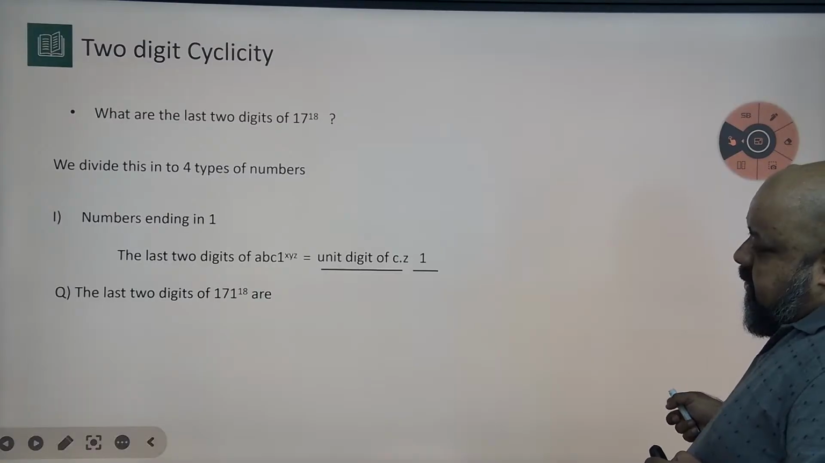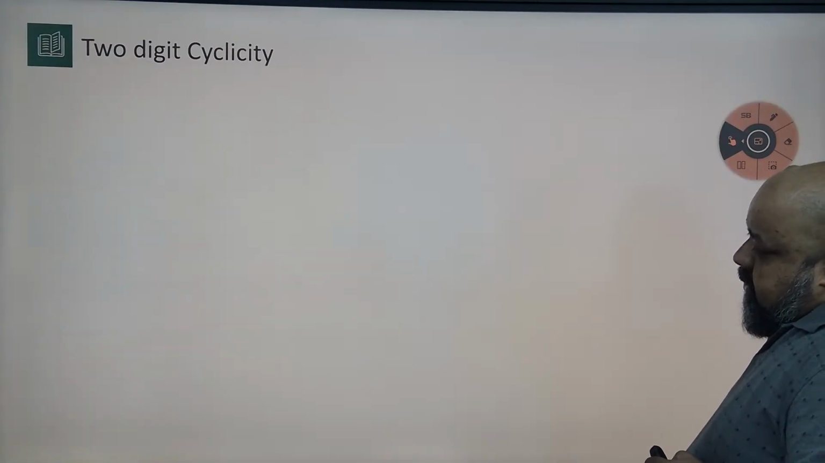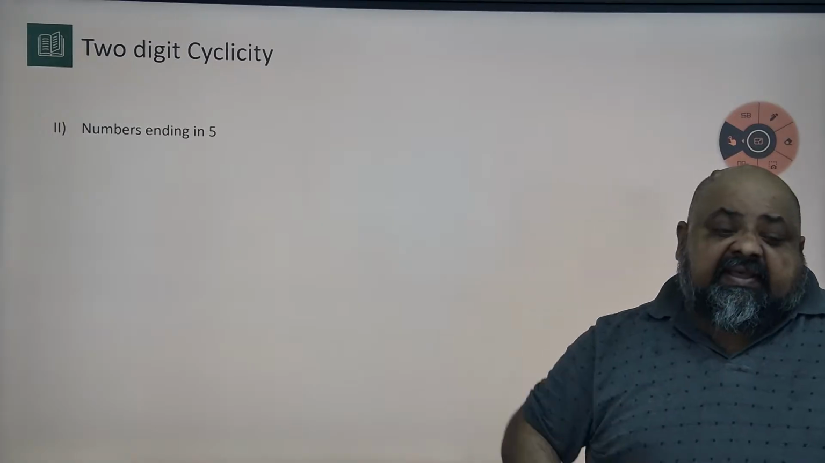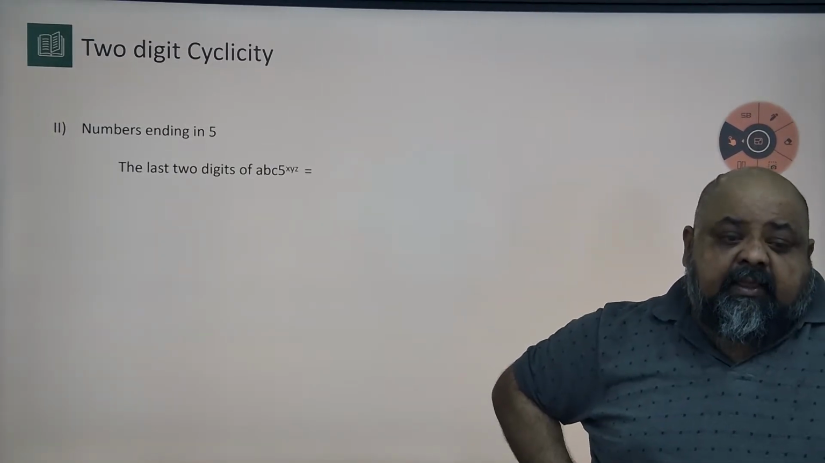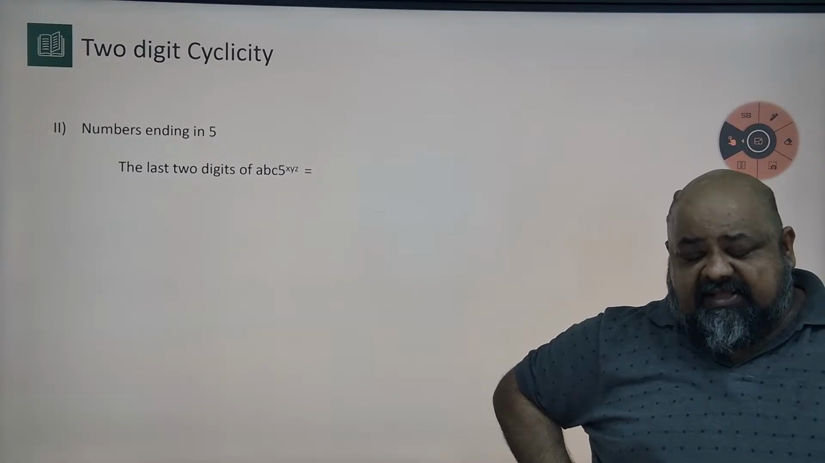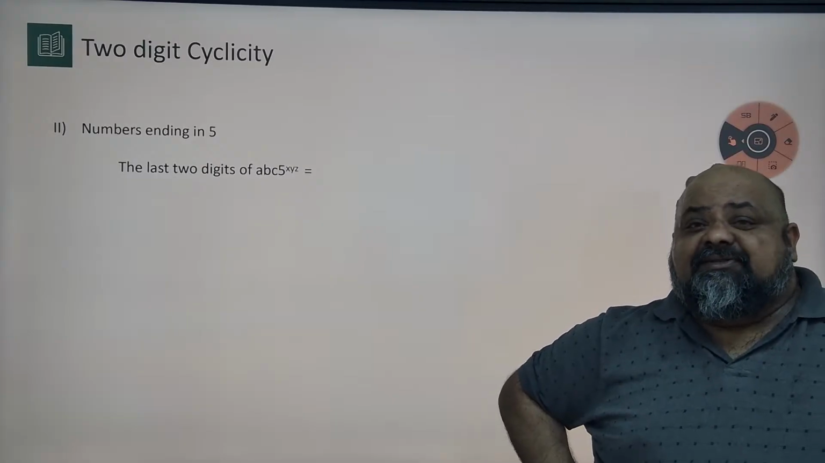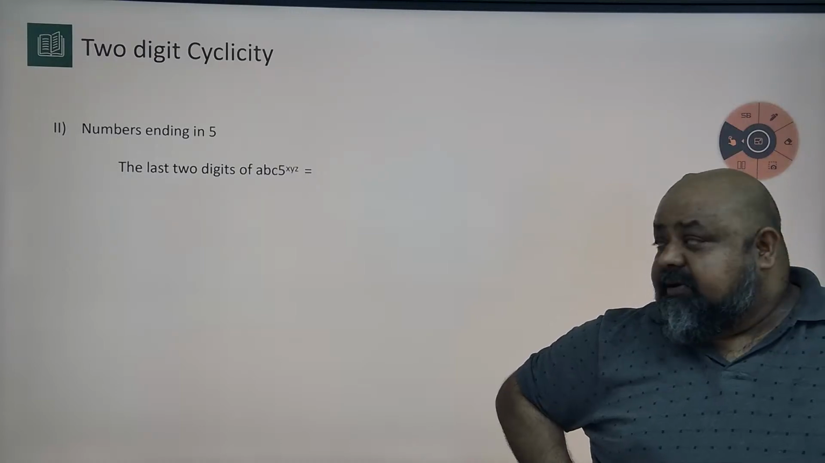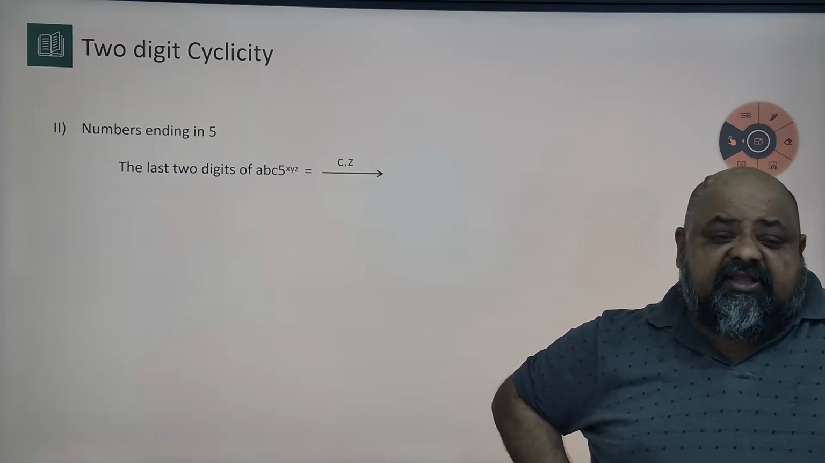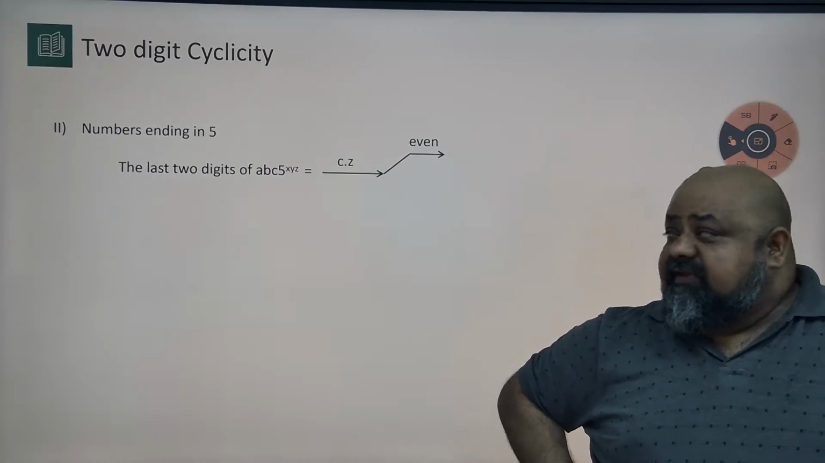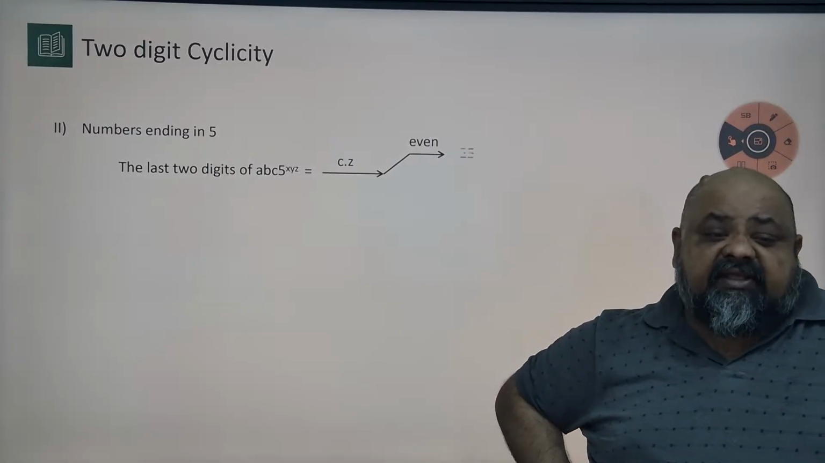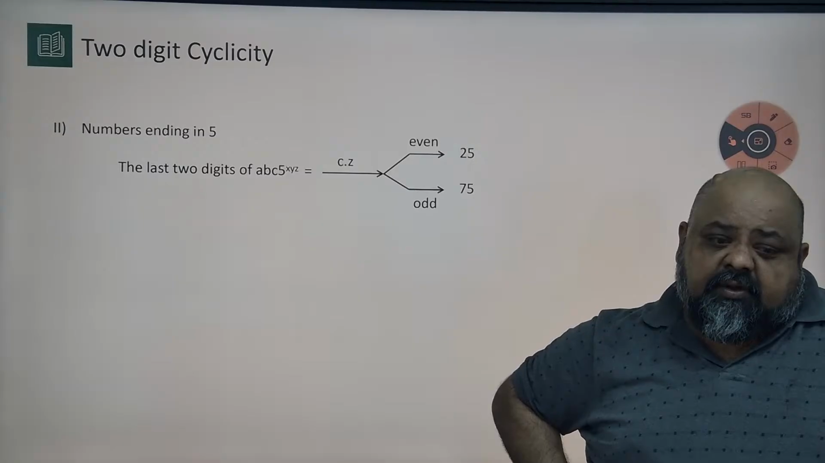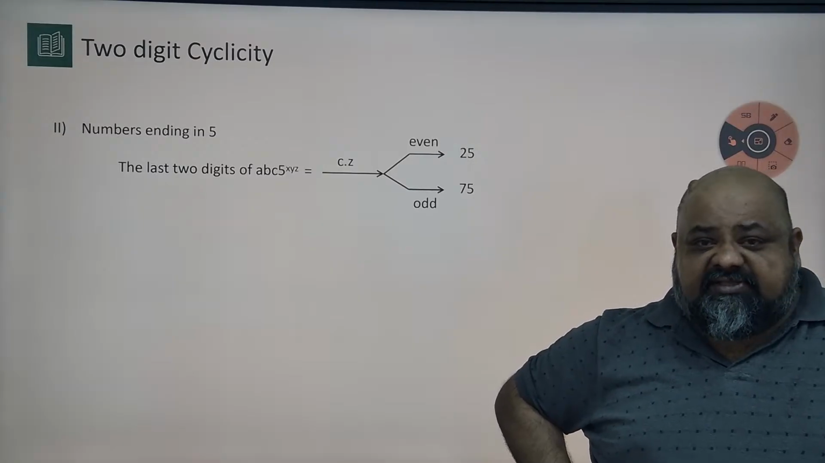Similarly, for numbers ending in 5, ABC5 raised to power XYZ, again, I multiply C and Z, the tens place digit of the base with the ones place digit of the power. This product will either be even or odd. If the product is even, the number ends in 25. If the product is odd, the number ends in 75. For numbers ending in 5 without any exception.